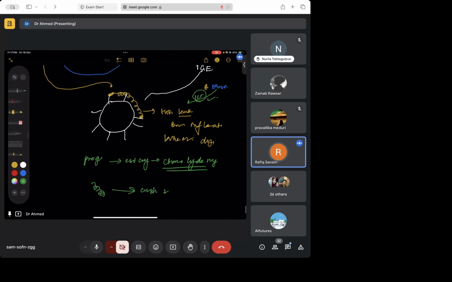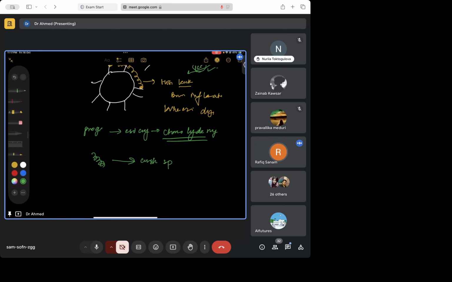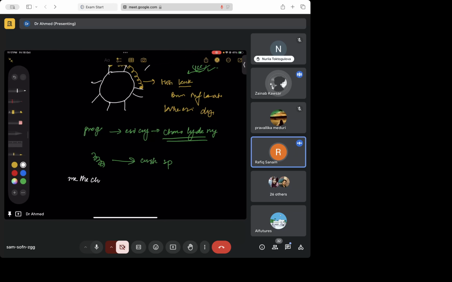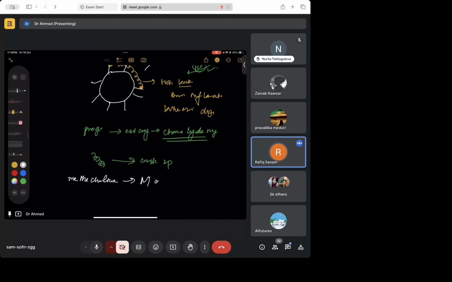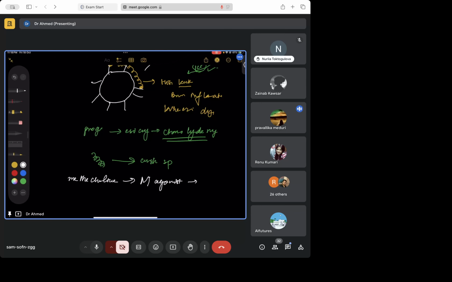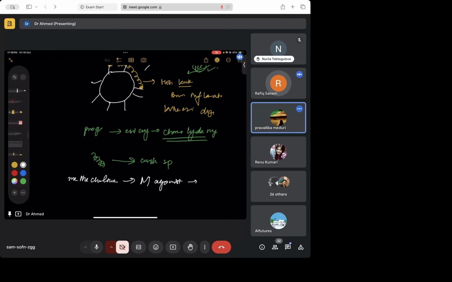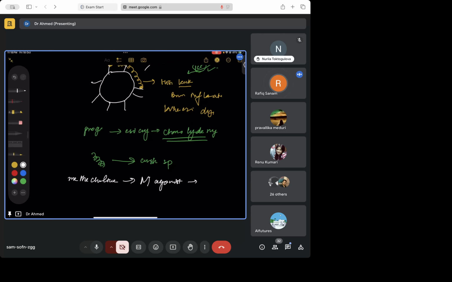Can you guys tell me what is the methacholine test? It's a muscarinic agonist. Perfect. So, what happens? Those people who are having asthma, with increased sensitivity towards muscarinic agonists, would just undergo bronchoconstriction and bronchospasm with a low dose.